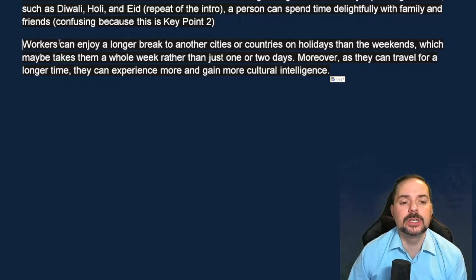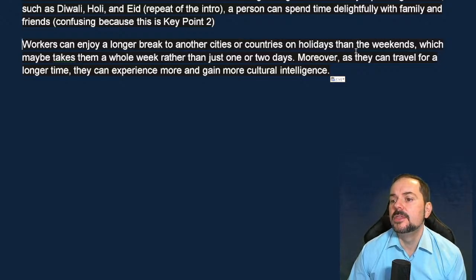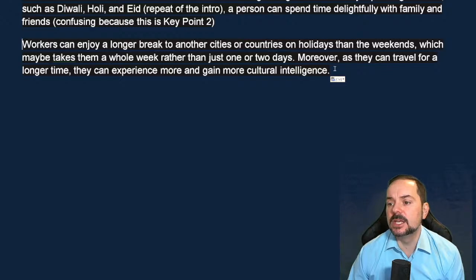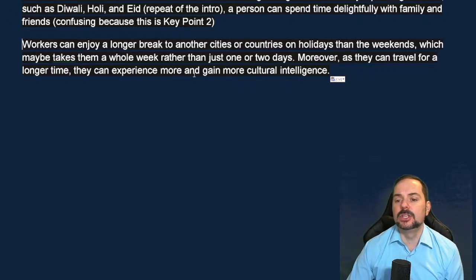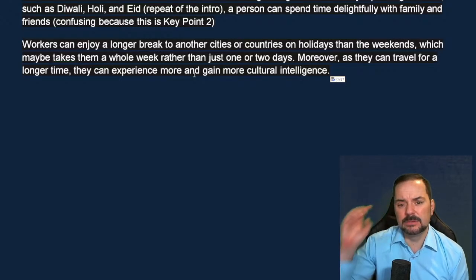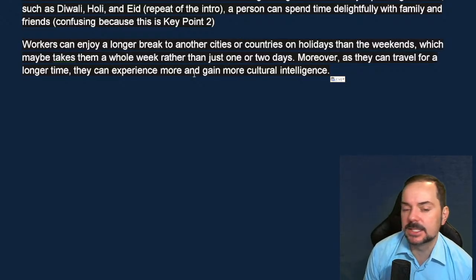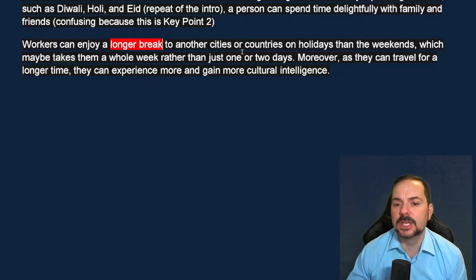So Mi writes, workers can enjoy a longer break to another cities or countries on holidays than the weekends, which maybe takes them a whole week rather than just 1 or 2 days. Moreover, as they can travel for a longer time, they can experience more and gain more cultural intelligence. Okay, so this is an explanation, but it almost looks like a topic sentence as well, and you have a lot of repetition.